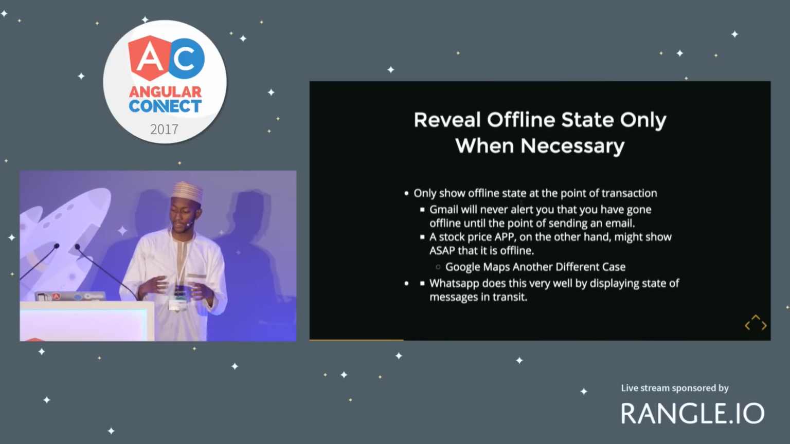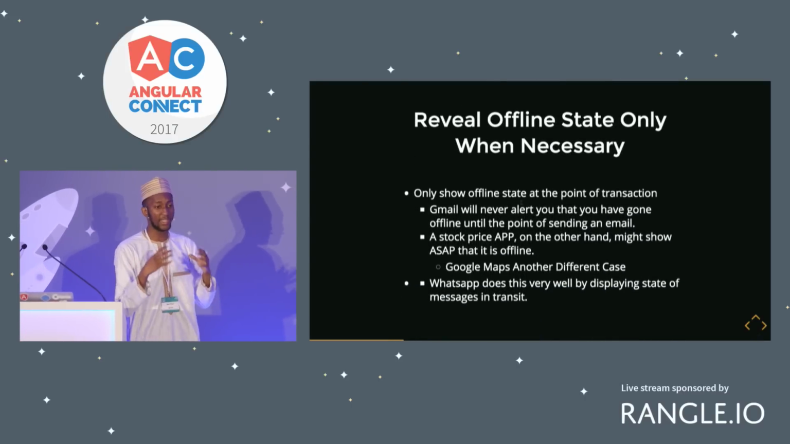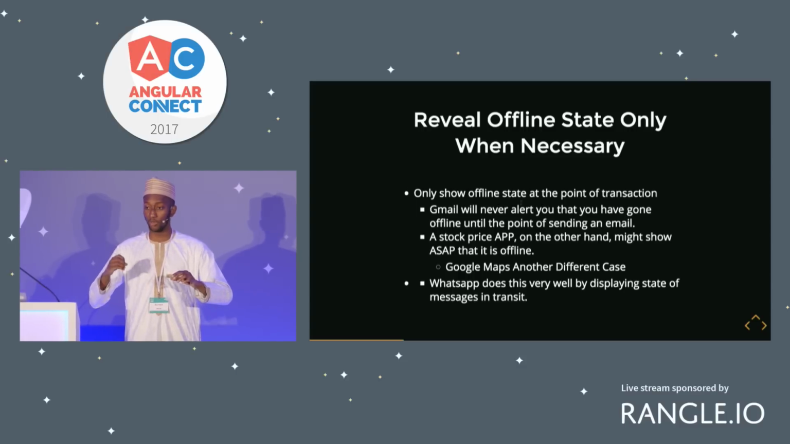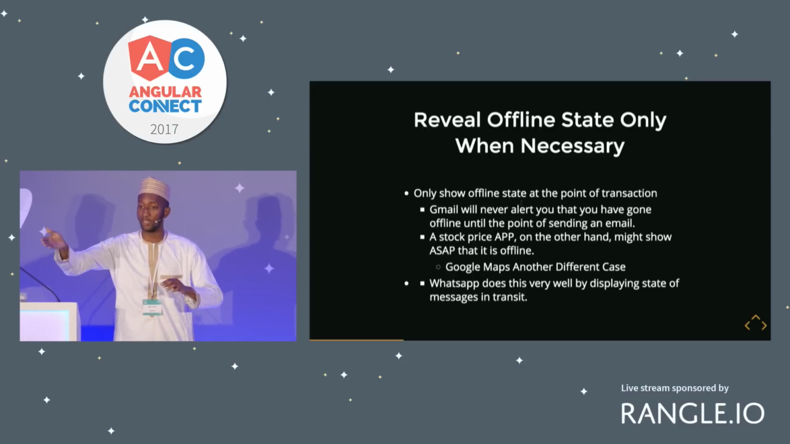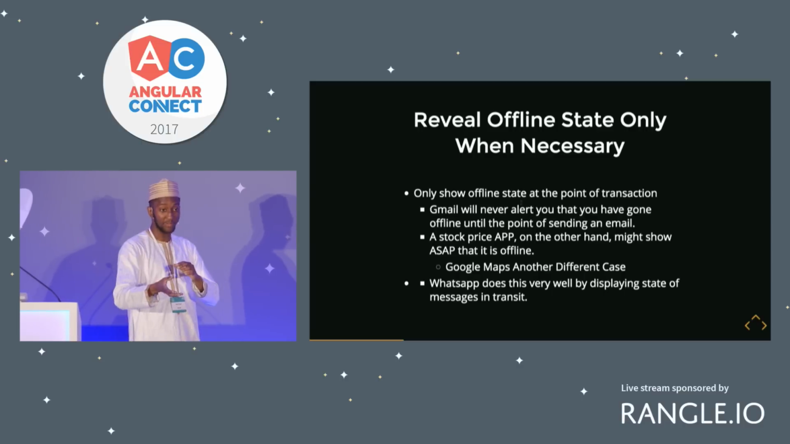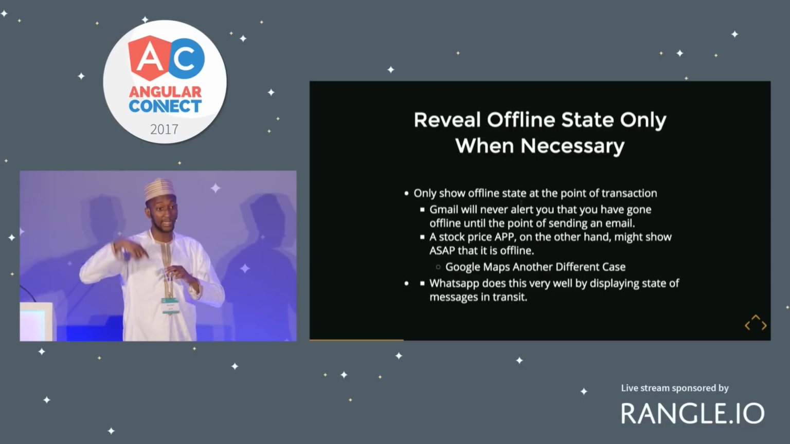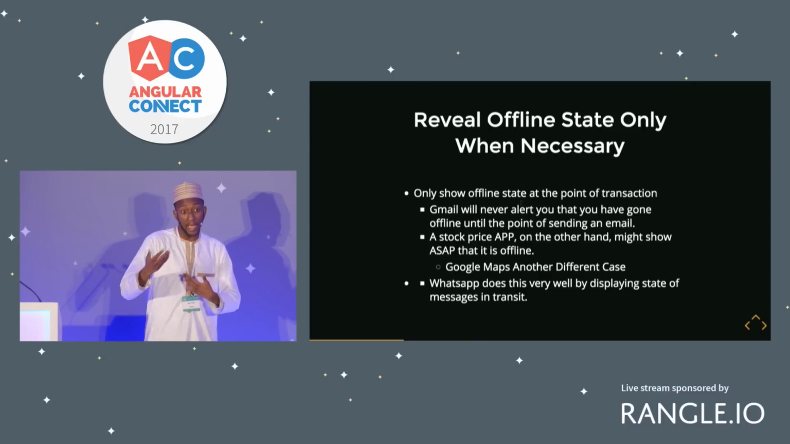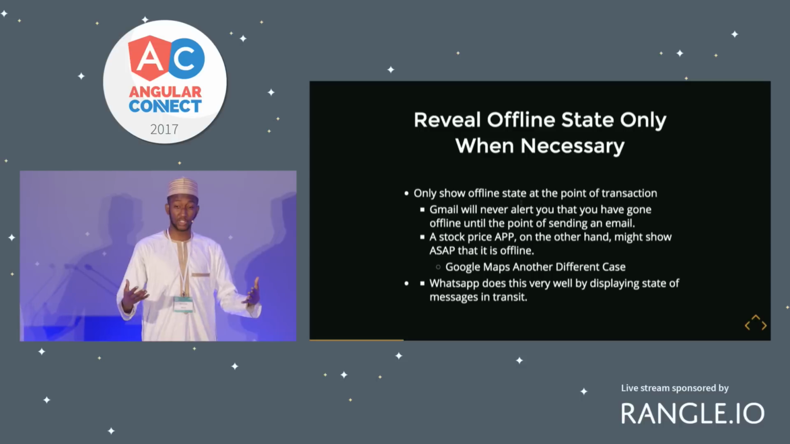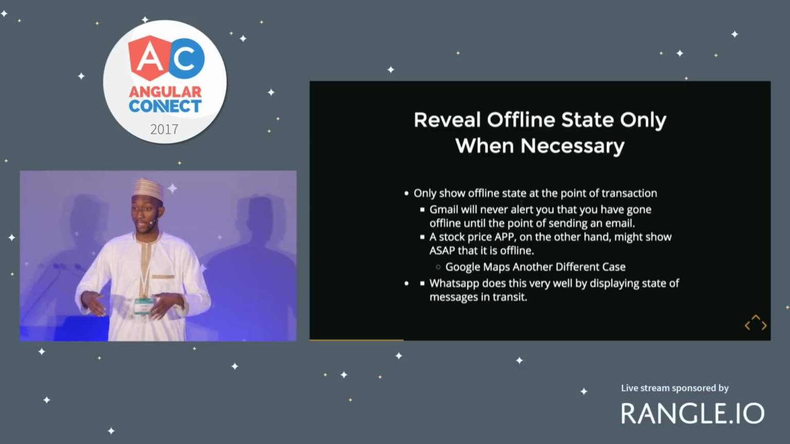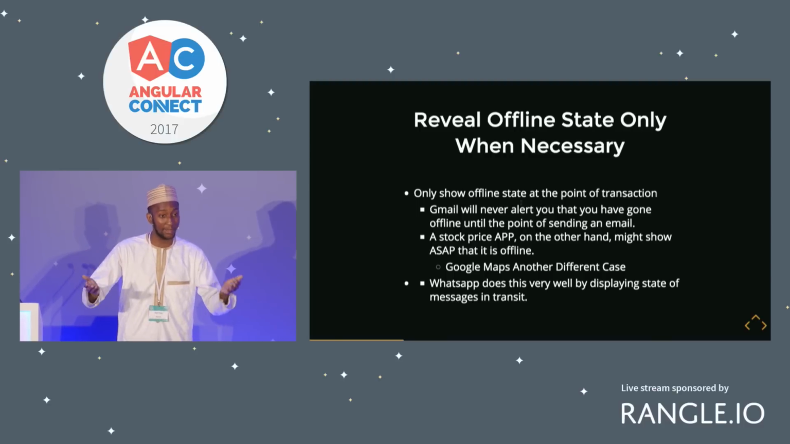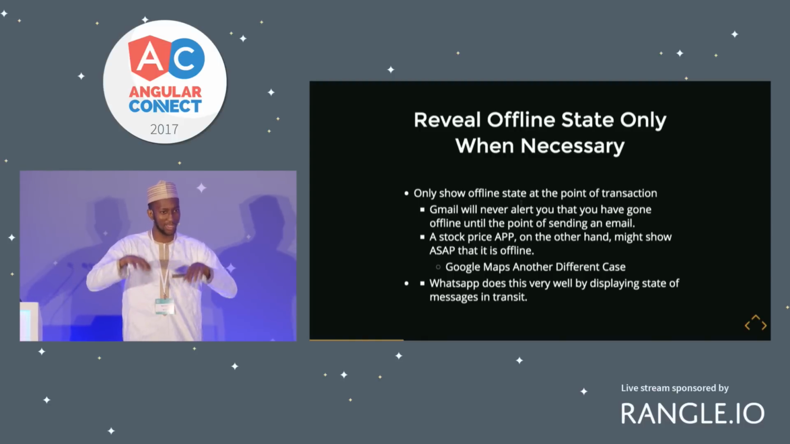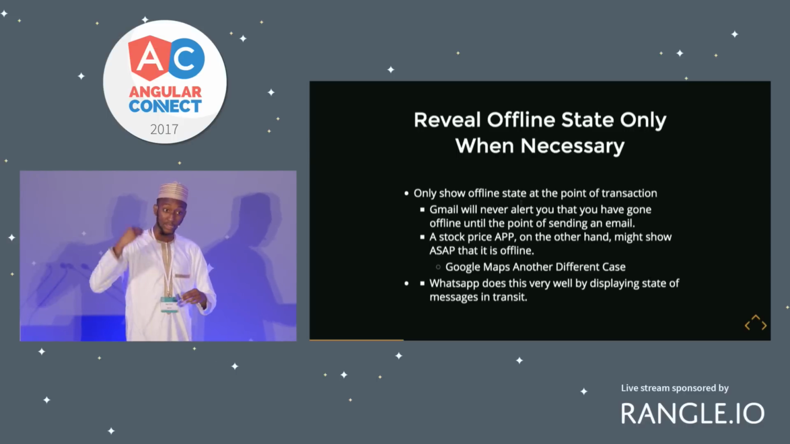The first thing you notice is they only show you the offline state at the point of transaction. When you're using Gmail, at no point would Gmail tell you you're offline until you actually need to send an email. Then it will let you know, okay, I'll save this email, but when you come online it will go. If you expect it to go right away, it's not going to happen because you do not have connection, and that's okay. But there are some applications that need to let you know that you're offline. If you're monitoring a Bitcoin pricing application or stock, you don't want to be seeing Bitcoin prices from last year. You want to see what's happening now, so you'd want to be notified.